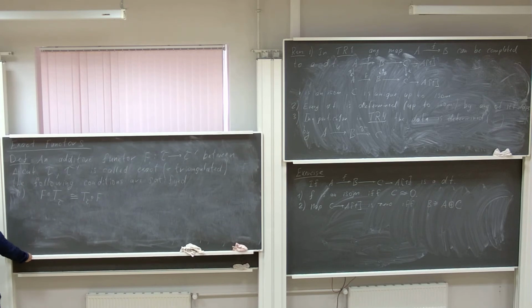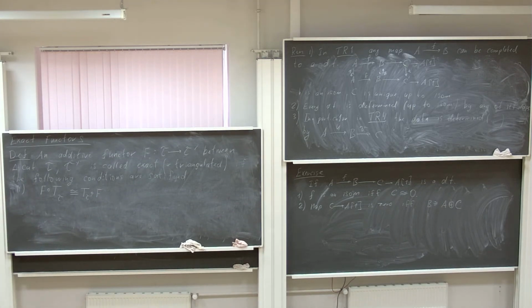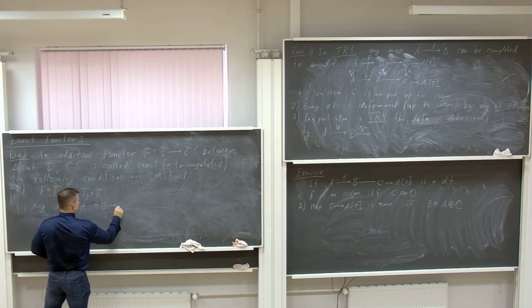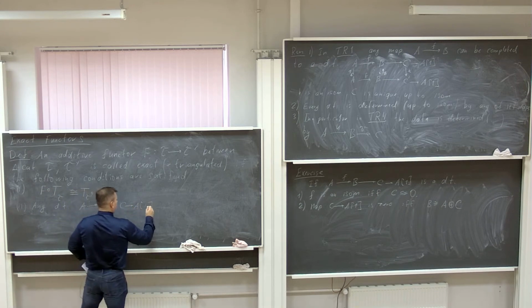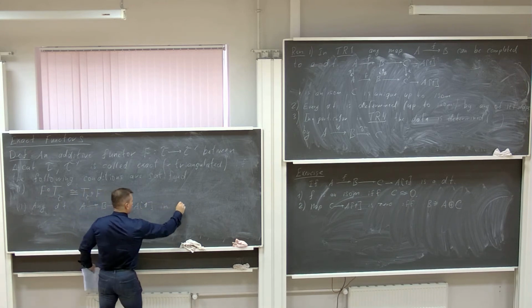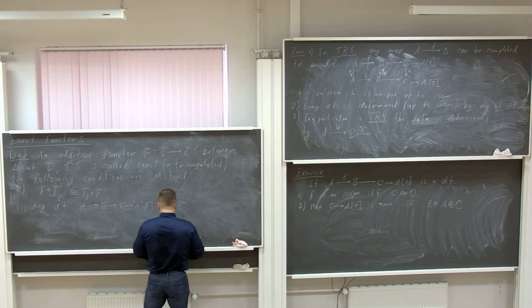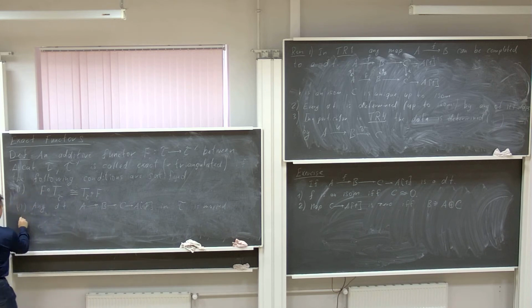And of course the second property you can guess. It's supposed to map distinguished triangles to distinguished triangles. So let me say that any distinguished triangle, say with A, B, and C, in the category T, is mapped by the functor F to a new distinguished triangle in the category T prime.